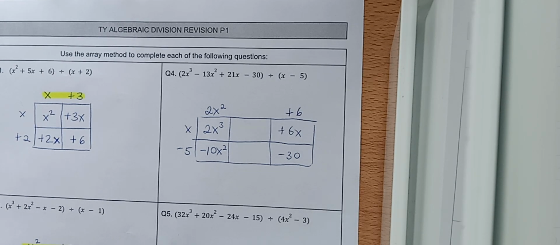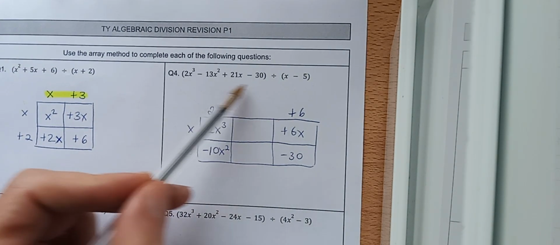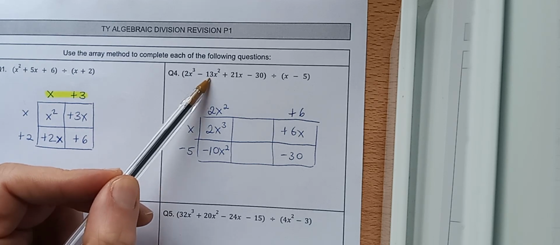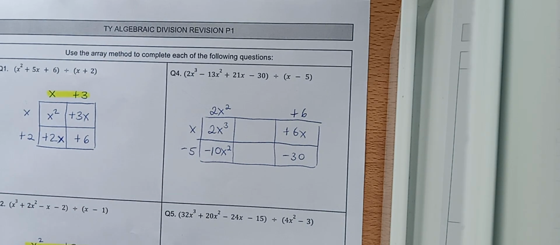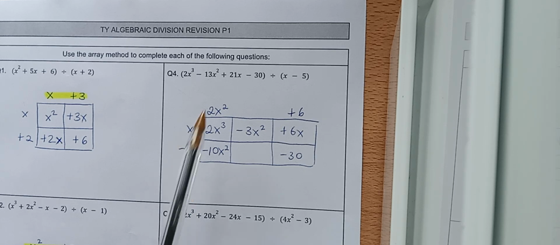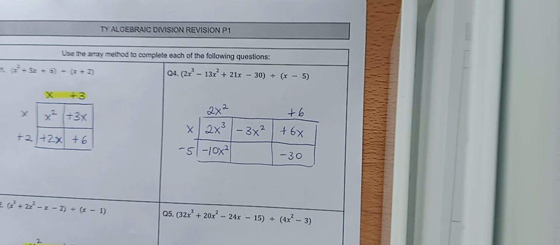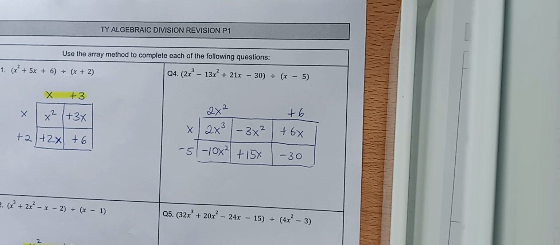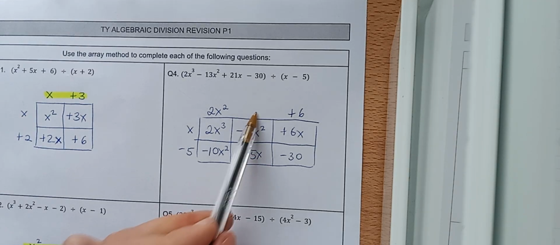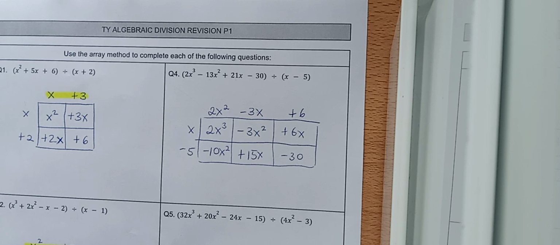Now back up to my cubic to check the middle terms. Minus 13x squared is my target. I'm at minus 10. I need minus 3. And my x terms then, 21x is my target. I've got 6x. I need 15x more to make up the 21. And now I can fill in my middle term on top here, which is minus 3x.